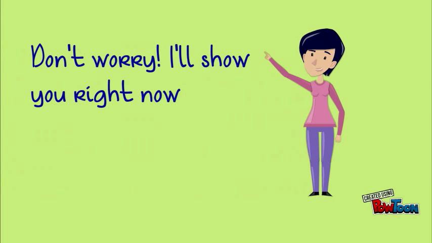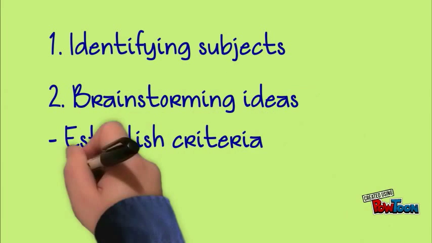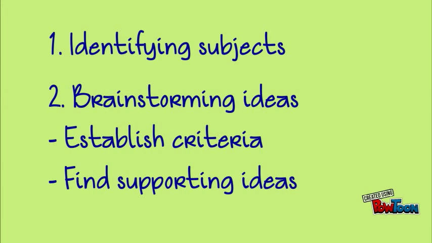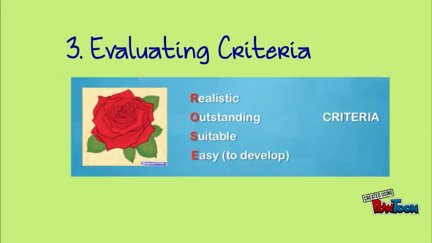Now you know the importance of comparison and contrast, right? But I don't know how. Don't worry, I will show you right now. There are 3 steps that you should remember to make an outline of comparison and contrast. Firstly, you should identify subjects. Secondly, you need to brainstorm ideas. In this step, you establish criteria and find supporting ideas for them. Last but not least, you should evaluate your criteria using the ROSE rule. As you can see from the screen, chosen criteria should be realistic, outstanding, suitable, and easy to develop.